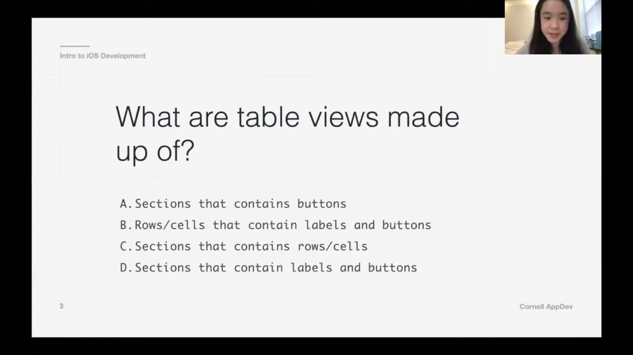What are table views made up of? Okay, so the answer is C, sections that contain rows or cells. Remember that one of the functions you have to define when using a UI table view is the cell for row at function, which depicts how the cells of a section in the table view should look like.